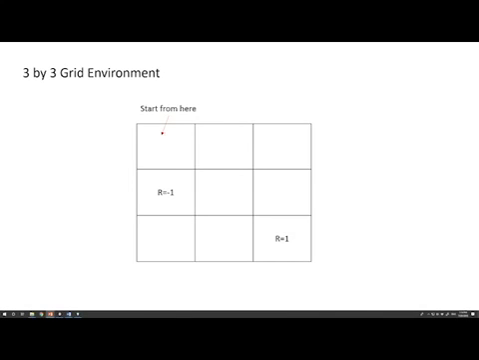So first, let me talk about this 3 by 3 grid world environment. This is actually a game. So say you're starting from this cell, there's your robot there, and the goal of the game is that the agent should be able to find a right path to reach a goal like this.